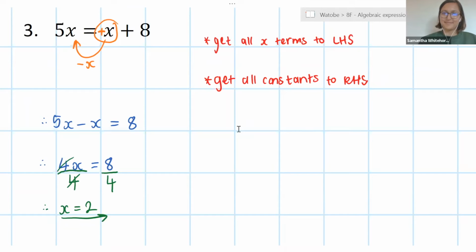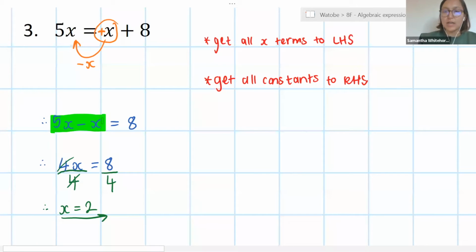Hi, Tero. Hi, ma'am. Ma'am, how did you get the 4 divided by 4, the 4 on top? Okay, so the 4 on top came from the step before where I said 5x minus x, because those are like terms. So if I've got 5x and I take 1x away, I'm left with 4x. Oh, okay. So it's just subtracting. Thank you, ma'am. Pleasure.